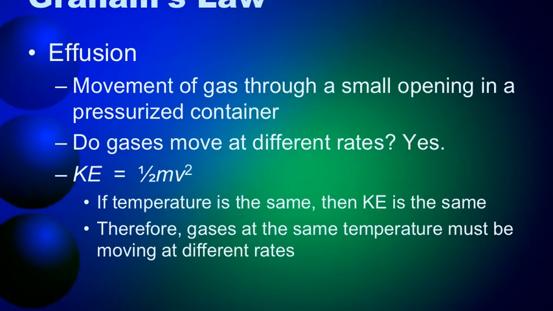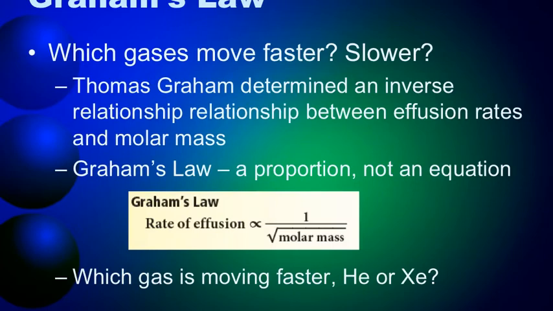And so if you ask yourself, do gases move at different rates? Well, at the same temperature, different gases do move at different rates. That goes back to the equation for kinetic energy, 1/2 mv squared. So in order for them to have the same kinetic energy, i.e. temperature, then if you have a different mass, the velocities must be different. Therefore gases at the same temperature must be moving at different rates if they have different molar masses.